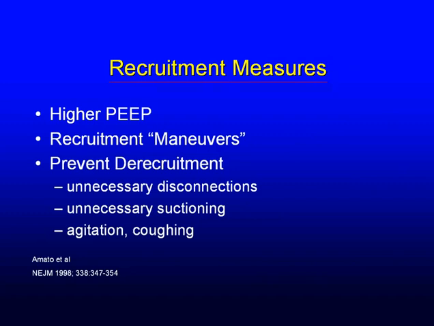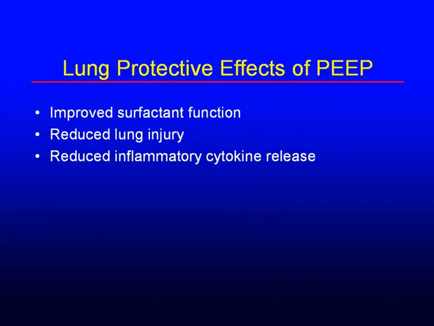So what can we do to recruit the lung? This is simple stuff. The measures that I think are not controversial are first, prevent unnecessary de-recruitment, as occurs with unnecessary disconnections from the ventilator circuit, unnecessary suctioning, unnecessary agitation and coughing. But the two things that we can do that we have to think carefully about before we can adopt these measures as useful in relation to achieving the important outcome variables of mortality and related variables are, should we use higher PEEP than we use traditionally, and should we use recruitment maneuvers?